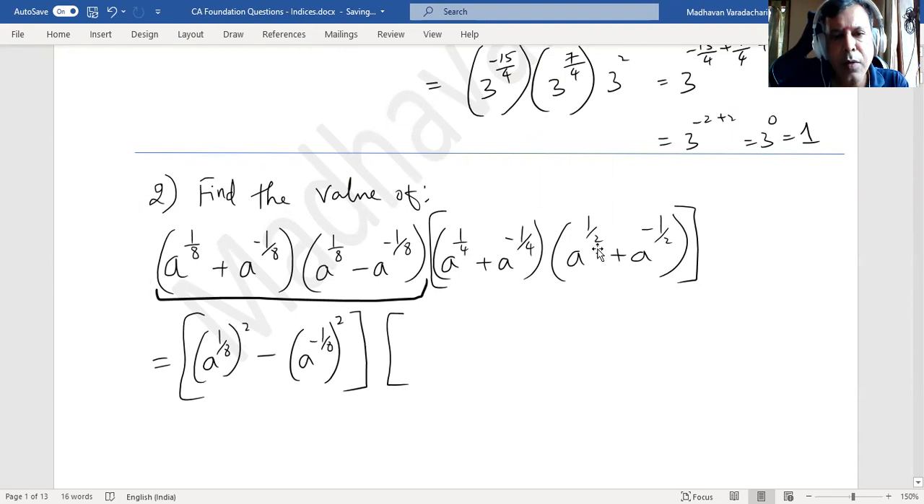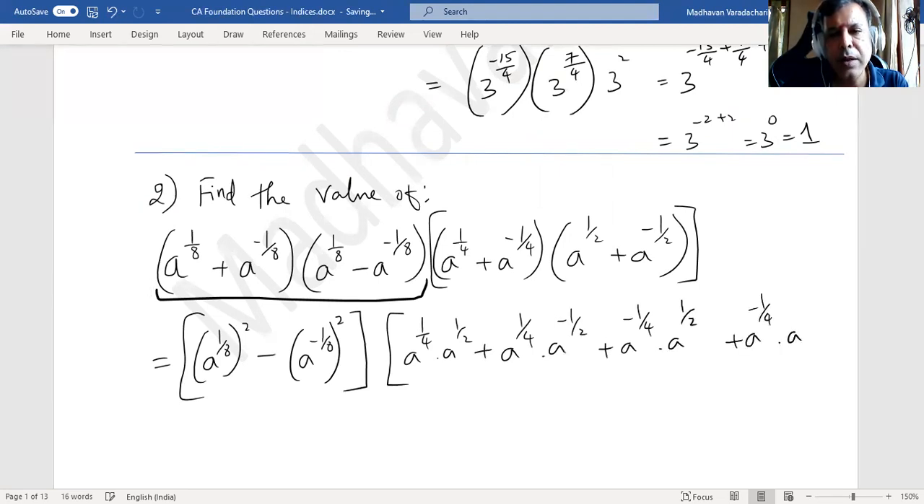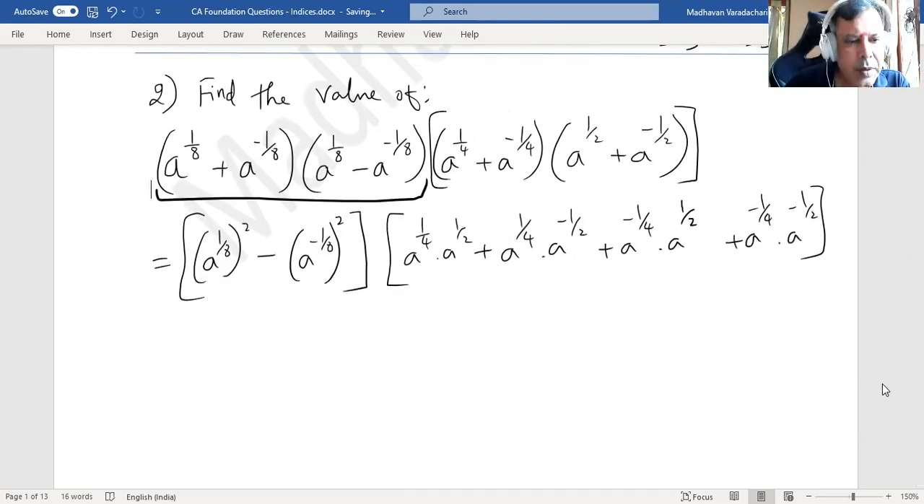Means a to the power of 1 by 2 into a to the power of 1 by 2. Then next one, a to the power of 1 by 4 into a to the power of minus 1 by 2, plus a to the power of minus 1 by 4 into a to the power of 1 by 2, plus a to the power of minus 1 by 4 into a to the power of minus 1 by 2. Okay. Now, this can be written as a to the power of 2 by 8. 2 by 8 is nothing but 1 by 4, minus a to the power of minus 1 by 4.